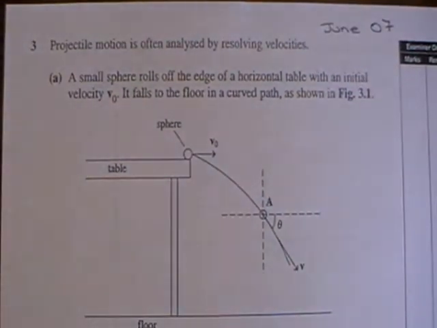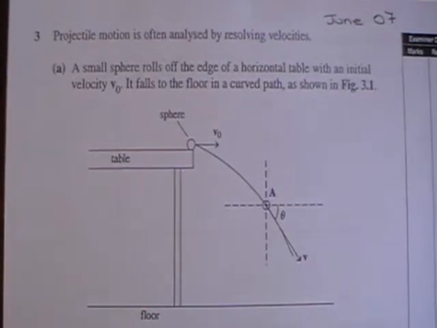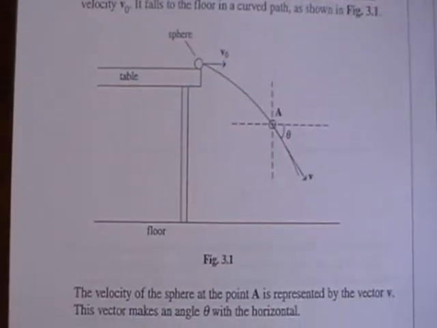This is June 7, question 3. A small sphere rolls off the edge of a horizontal table with an initial velocity v0. It falls to the floor in a curved path as shown in figure 3.1. The velocity of the sphere at the point A is represented by the vector v. This vector makes an angle theta with the horizontal.